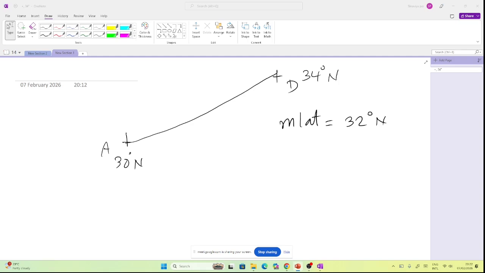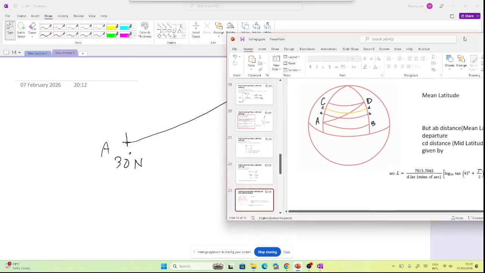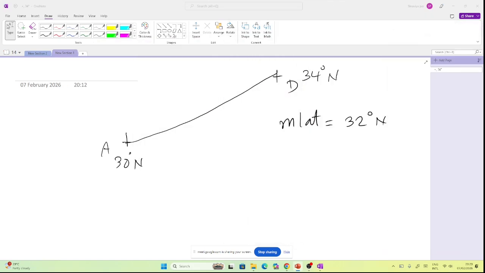Okay. So mean latitude is 32, but let's calculate the middle latitude. In order to calculate the middle latitude, I have to take this formula, right? You can see the formula, it's very long. So I will take it to the other side so that I can write it here. What is sec? Sec means what?